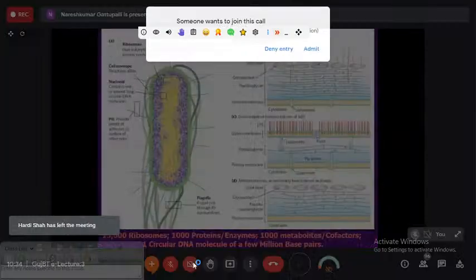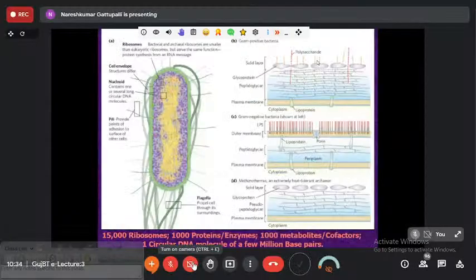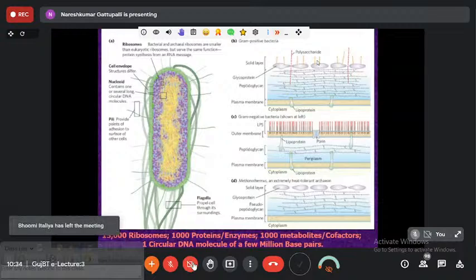Anyway, if you look at any bacterial system, it has something like 15,000 ribosomes and something like 1,000 proteins and enzymes as components, and they are working with some 1,000 metabolites and cofactors. And it has one single DNA molecule which is orchestrating all these processes. That's the molecular perspective of a simple bacterial cell.